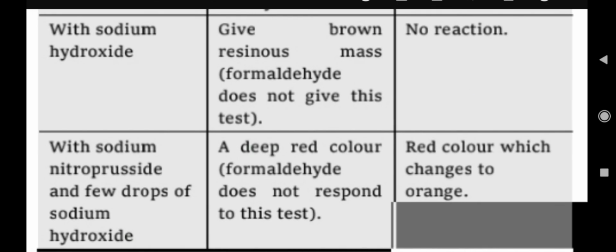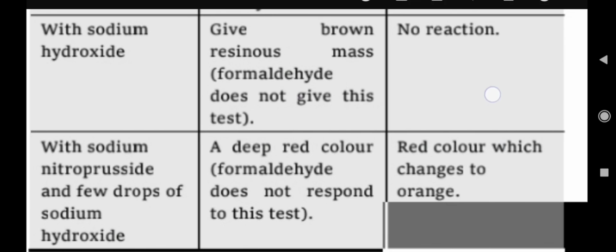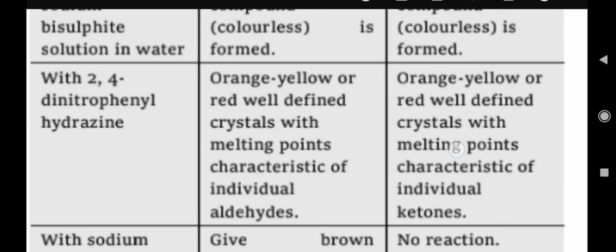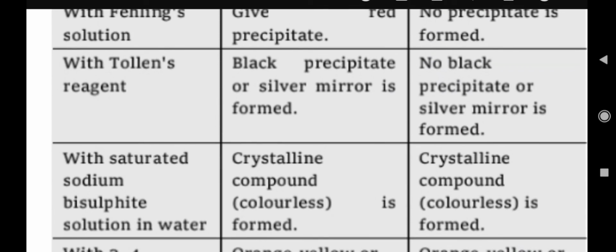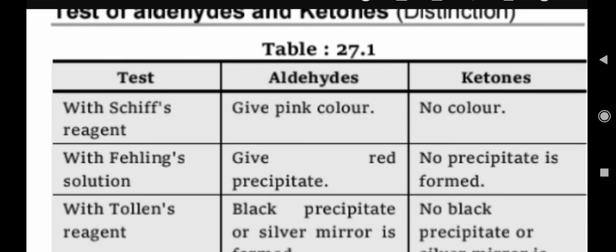Next, with sodium nitroprusside and a few drops of sodium hydroxide, a deep red precipitate is given by aldehydes except formaldehyde. Formaldehyde does not give this nitroprusside test, while ketones give a red color which changes to orange later. So these are the differences, and there are also some similarities which indicate aldehydes and ketones. So dear student, this point is important for the laboratory as well as the examination perspective.